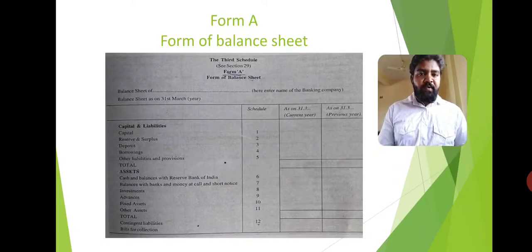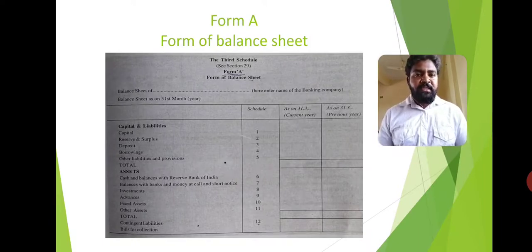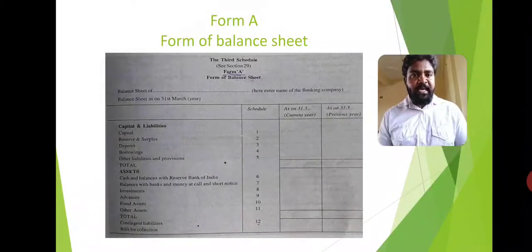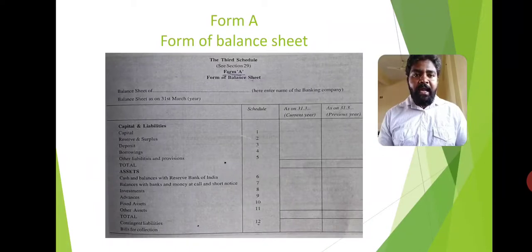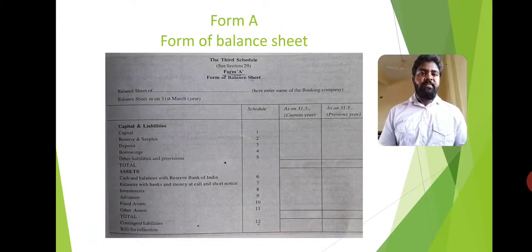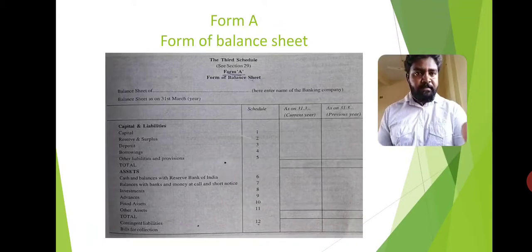By following this pro forma we will prepare a balance sheet. Listen here, in a banking company, while preparing a balance sheet we need to follow a vertical balance sheet format. The vertical format is like this: particulars, then schedules, then current year and previous year. This is the format of the balance sheet.